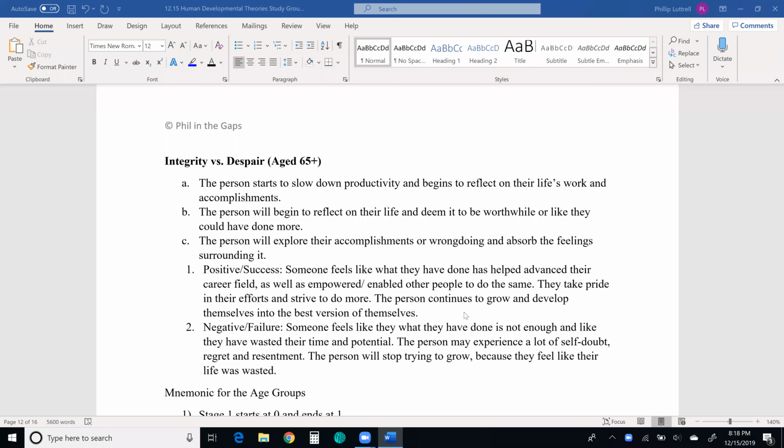So negative or failure is where someone feels like what they have done is not enough and like they've wasted their time and potential in some way. So this is where the person will experience a lot of self-doubt, regret, resentment, and the person will stop growing and start degrading in some way. So the person will start feeling like their life was wasted and what is the point? So they have that despair piece and start negatively beating up on themselves, with negative self-talk, etc.